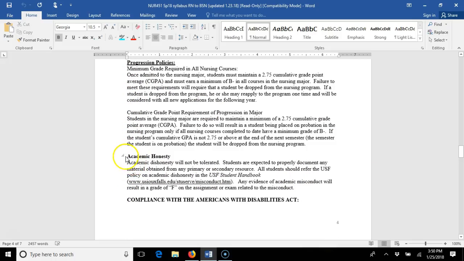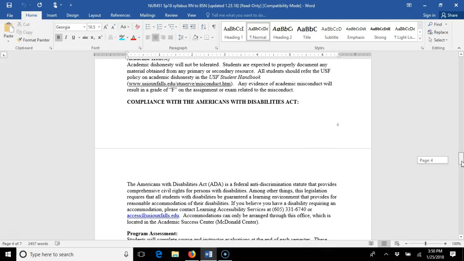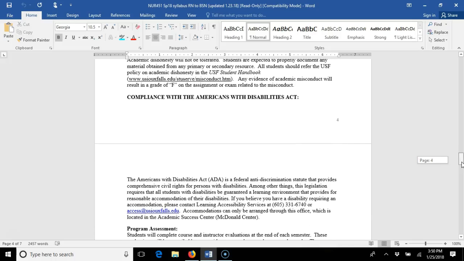Academic honesty, please don't lie. Please be forthright with your information. Please don't copy other people's work. The real goal here is not to turn in a paper to get an A. It's for you to have a background and to gain knowledge that you can use later on in your career. If you're stealing somebody else's work, it doesn't happen.